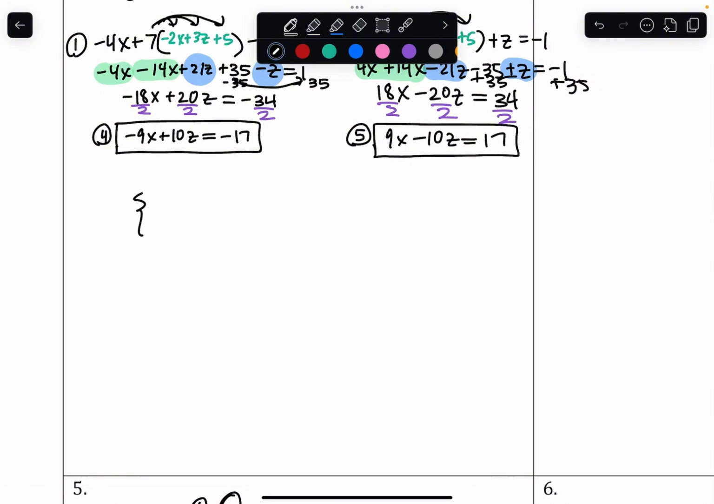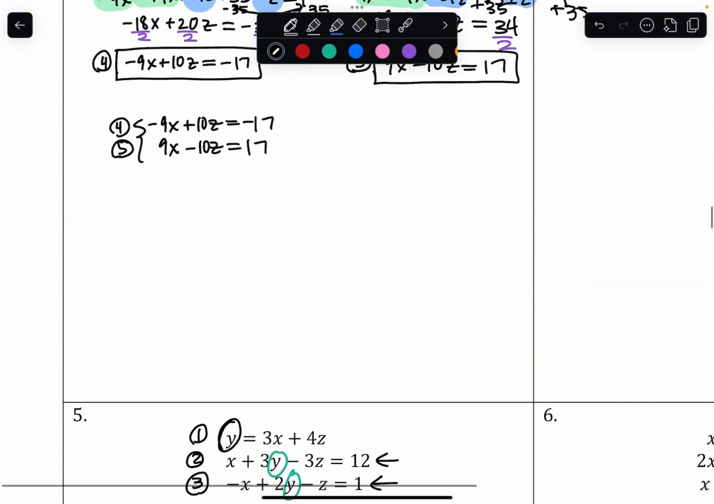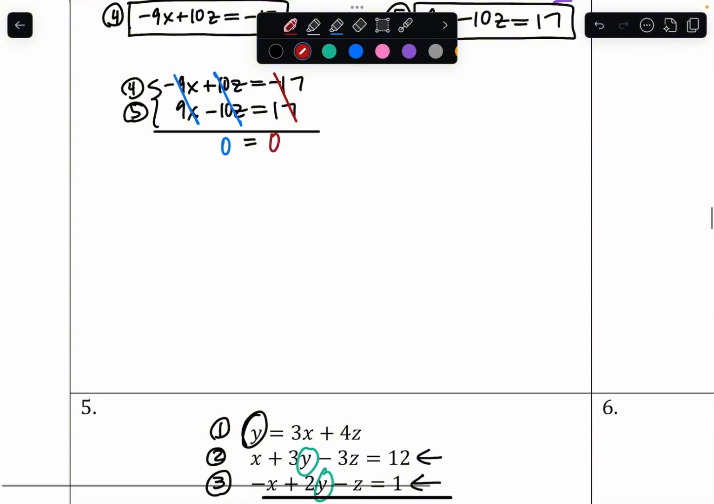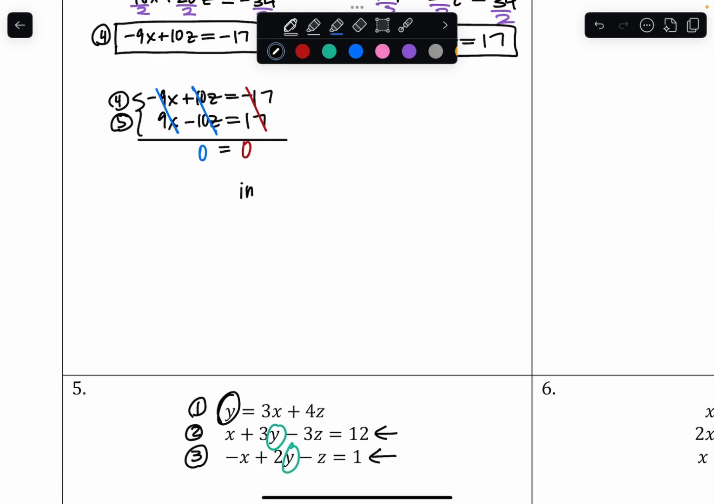Now, when I write my equation 4 and 5, my 2 by 2 system, I get negative 9x plus 10z equals negative 17. 9x minus 10z equals 17. And if you notice, when I add these equations together, the x's already cancel, but so do the z's. And so I'm left with a 0 on the left, and then on the right, I'm also left with a 0. So if that happens, if everything drops out and you're left with an equation that says 0 equals 0, that means you have infinitely many solutions.